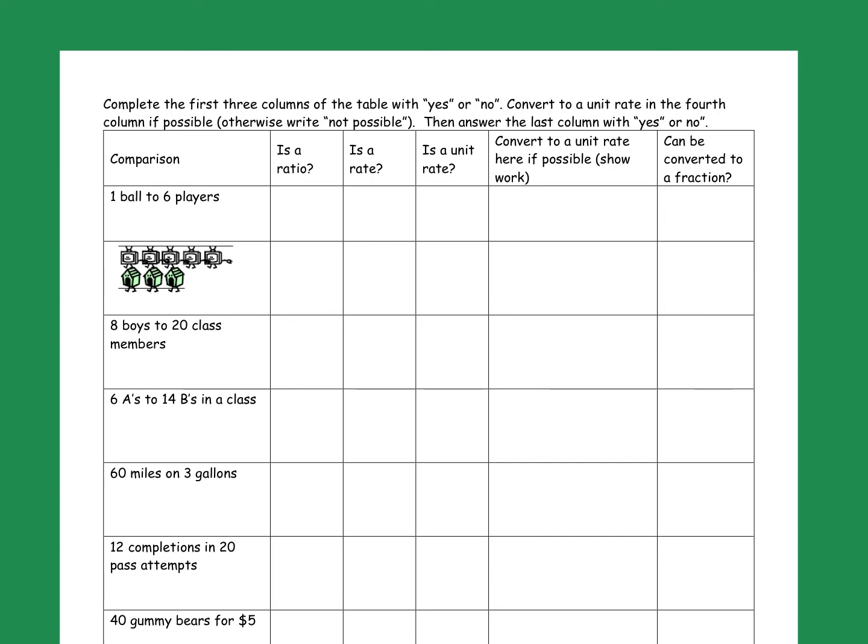Okay, so is 6 players to 1 ball a ratio? Yes, it is. Of course it is. So we've got a yes. Is it a rate? Yes. Is it a unit rate? Yes, it is. I can write it as a unit rate. I can write 6 players. It doesn't matter which one I put on top. I can put 6 players per 1 ball. Okay? So I've got a unit rate. And then can it be converted to a fraction? No, it cannot be.